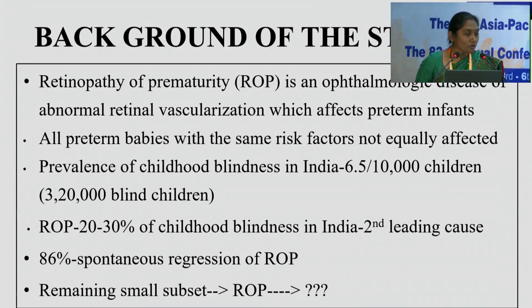And in ROP, we all know 86% undergo spontaneous regression. And what happens to the remaining subset? That's what we are going to deal with.